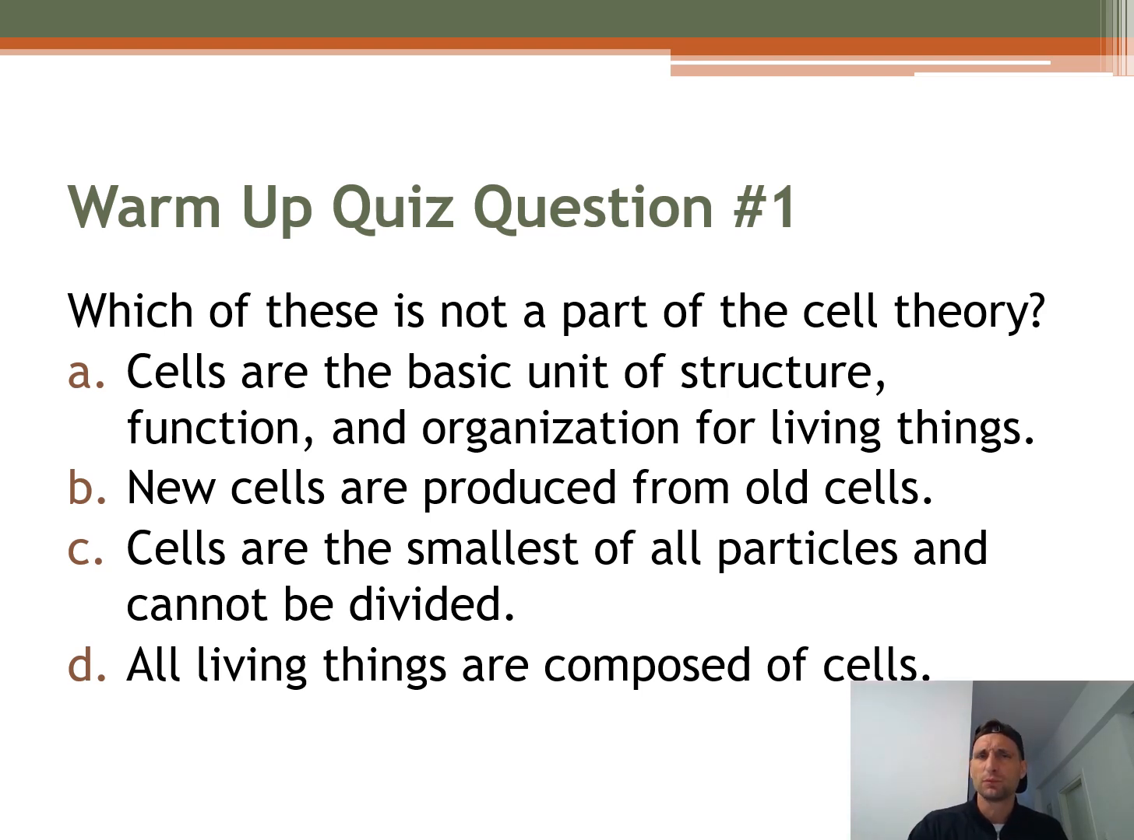I have, I think, 6 multiple choice questions here. Just try them all. So our first one is, which of these is not a part of the cell theory? A, cells are the basic unit, structure, function, organization for living things. B, new cells are produced from old cells. C, cells are the smallest of all particles and cannot be divided. Or D, all living things are composed of cells. Write down your answer, and we'll move on to number 2. If you need more time, feel free to pause.